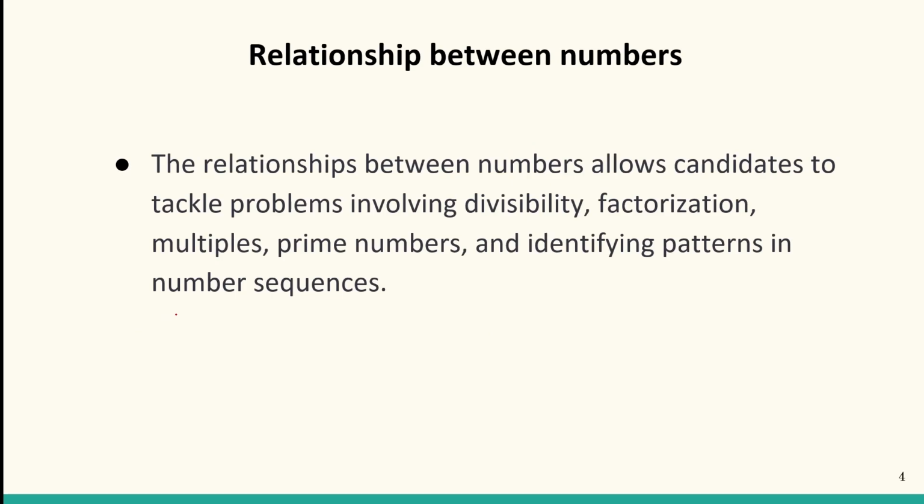So the relationship between numbers allows us to tackle problems involving divisibility. Let's say, can we say that 6 is divisible by 12? 6 divides 12. Can we say this? That is when the relationship between numbers comes into the picture. Factorization, multiples, prime numbers, these are very important topics. Identifying patterns: in order to find patterns, what you need is numbers and the relationship between them.